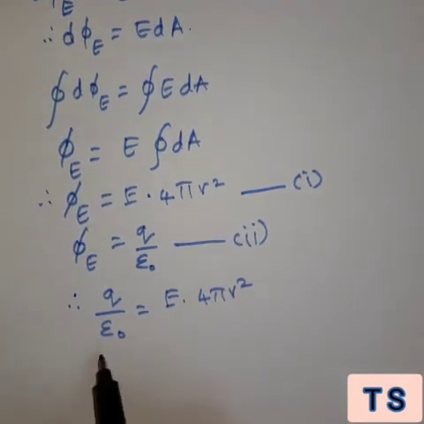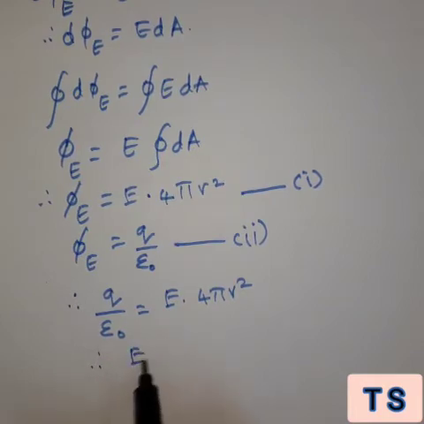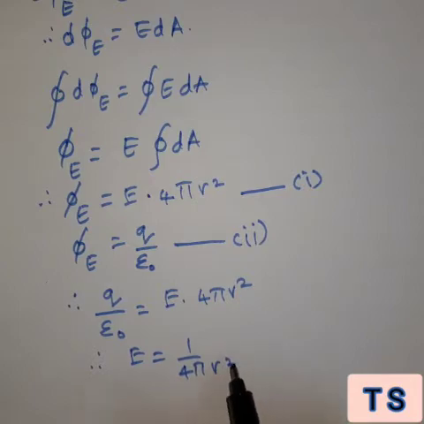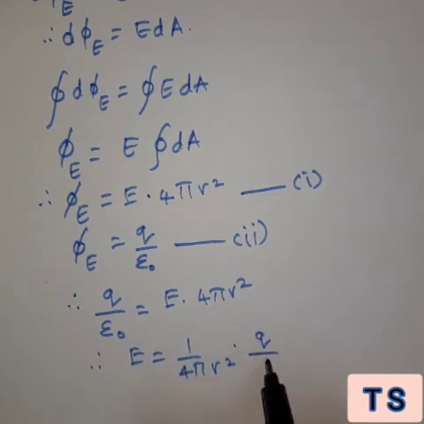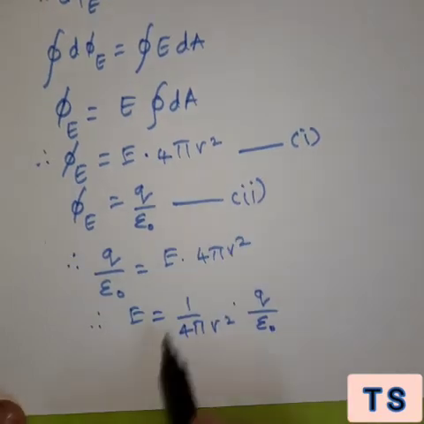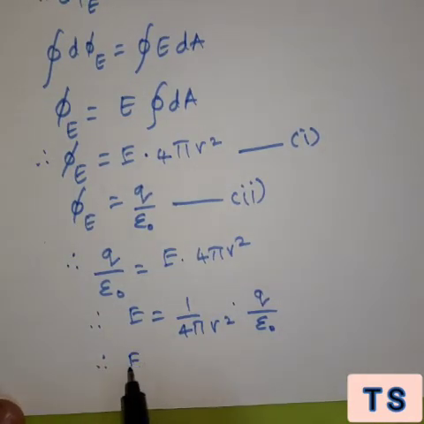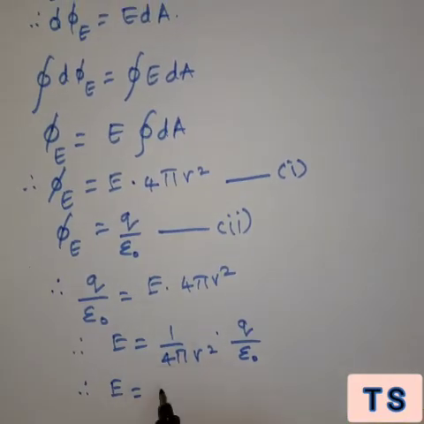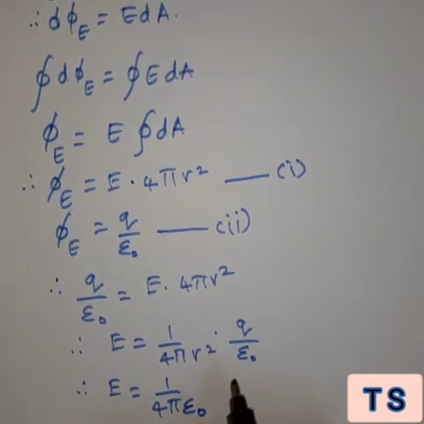If I simplify this ahead, I get E equals 1 upon 4 pi r square into Q upon epsilon naught. If I rearrange the terms, I get E equals 1 upon 4 pi epsilon naught Q upon r square. This is my equation for E.